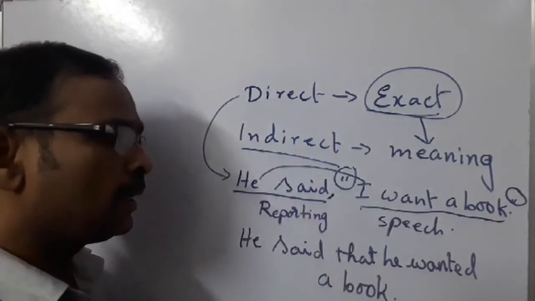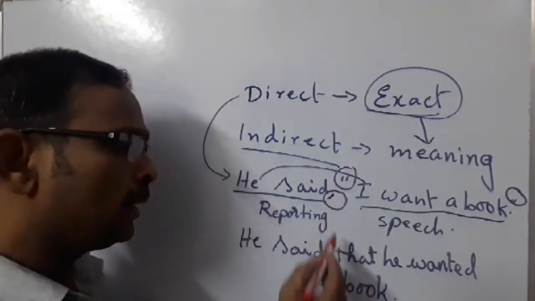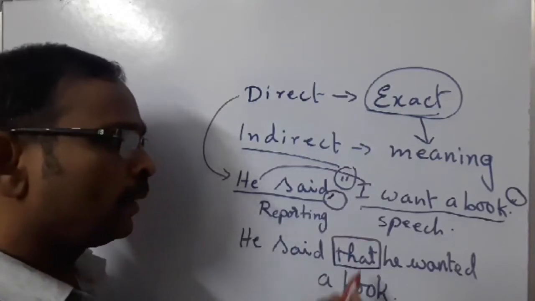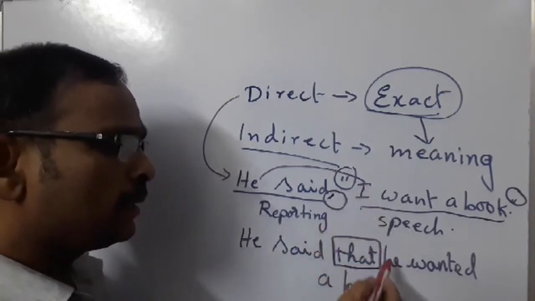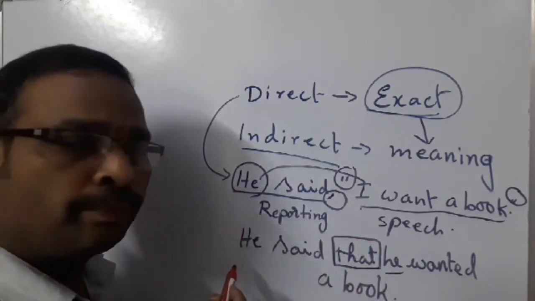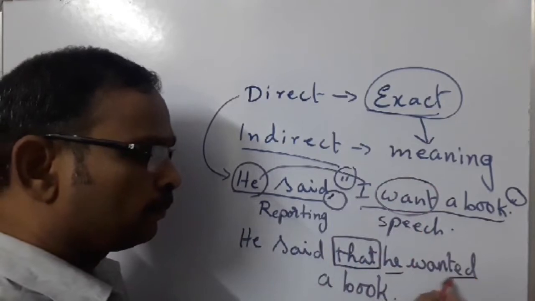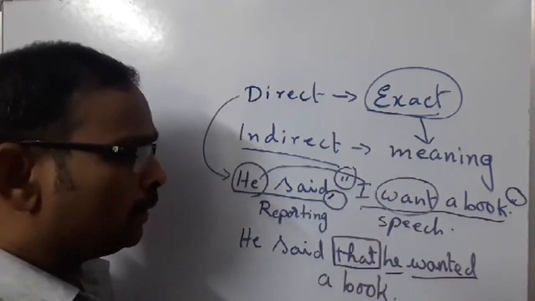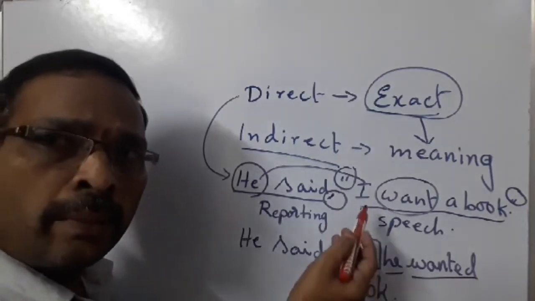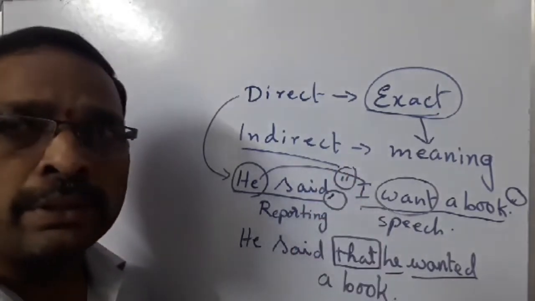See what is the difference here? Here a comma is there, but that comma is removed. In the place of the comma, we used one connector. And here I is changed to he, because here the speaker is he. Here the present tense becomes past. Whatever he said, the same thing we conveyed. That is the meaning of the speaker's words.